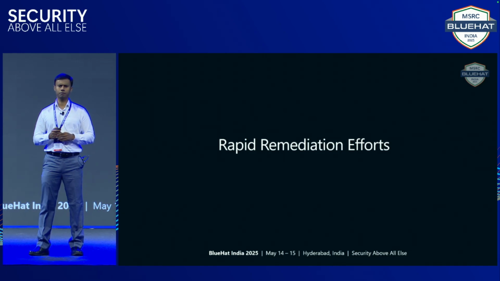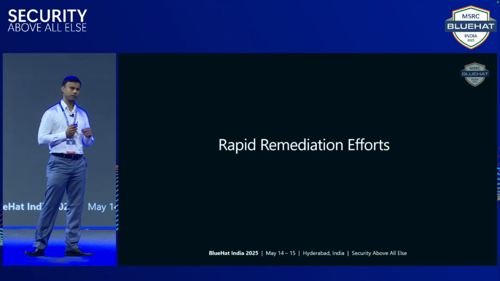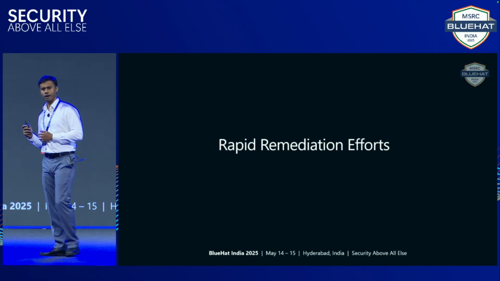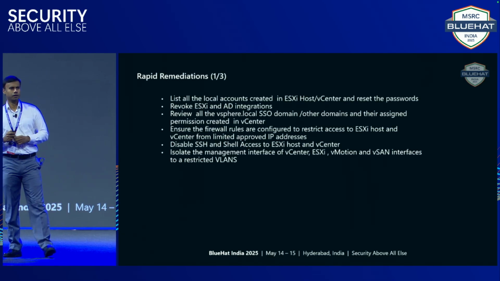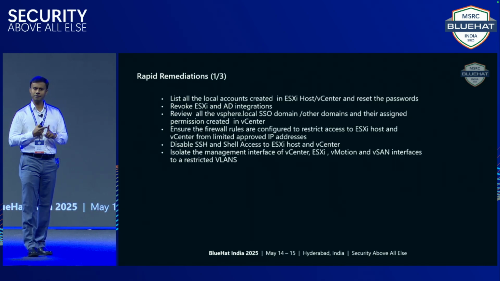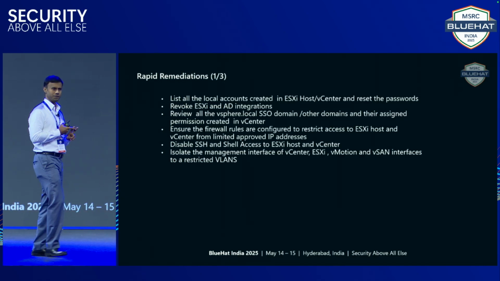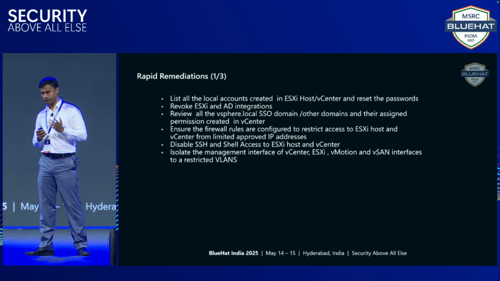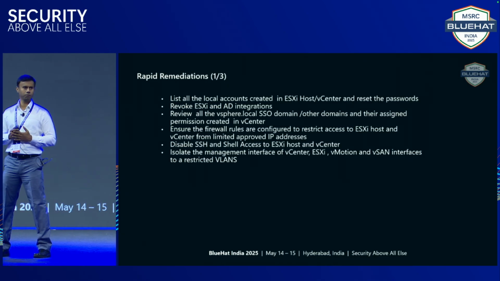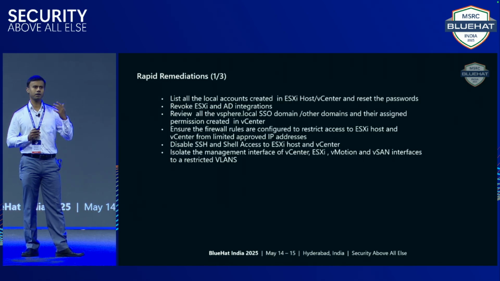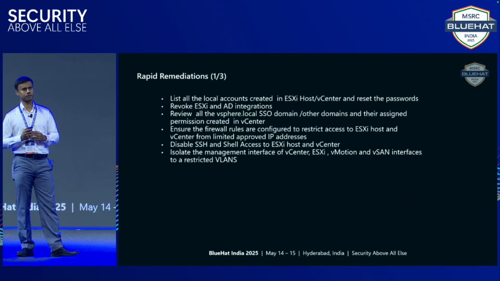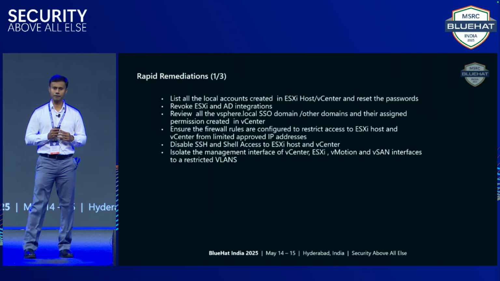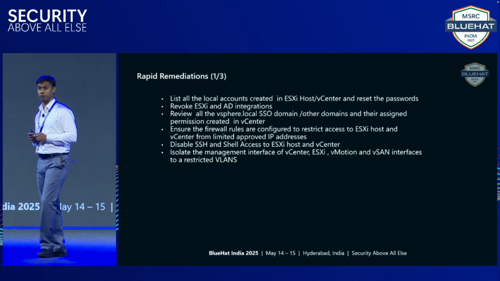Now let's talk about some rapid remediation efforts when you see some suspicious activities with the ESXi host. As a first step, disable SSH and shell access in ESXi and vCenter whenever you observe suspicious activities in it. And then there are firewall capabilities offered by VMware in ESXi. Try to create rules, restrict access, and allow only approved IP ranges to connect to ESXi and vCenter. That's a very important step we need to do.